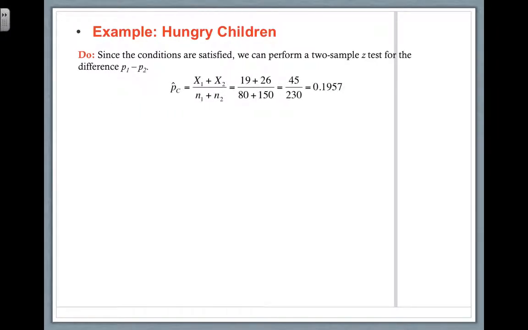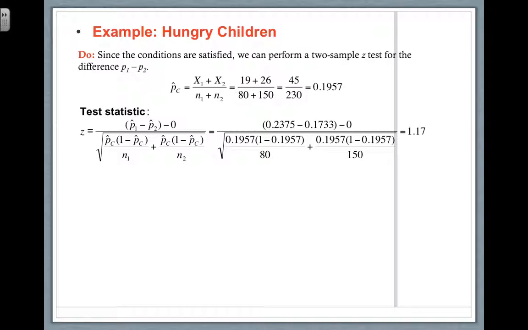Now we're ready to go ahead and run our significance test. We're going to want our test statistic here. Before I even start, I'm going to get that pooled proportion. I'm going to combine my two samples so I know what to put into my standard deviation. The two successes from the schools were 19 and 26. School 1 had a sample size of 80 and school 2 had a sample size of 150. This gives me a pooled proportion of 0.1957.